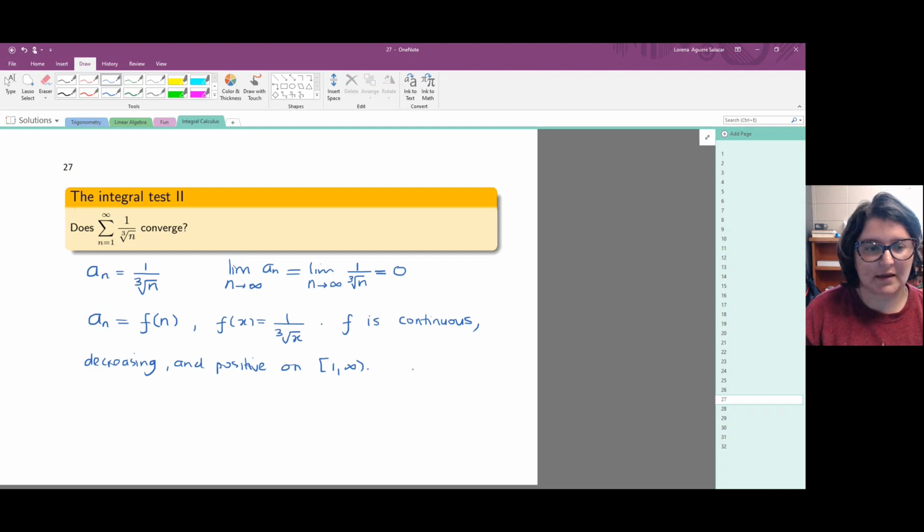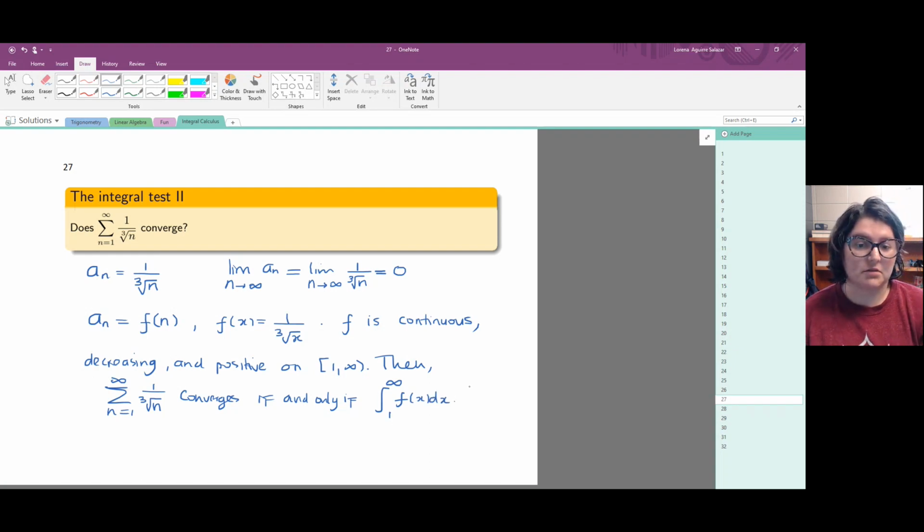And then what we can say, thanks to the integral test, is that convergence of our series is equivalent to having convergence of an integral. This series converges if and only if an integral converges, and it's the integral from 1 to infinity of the function f of x.